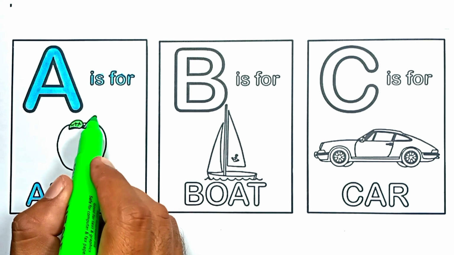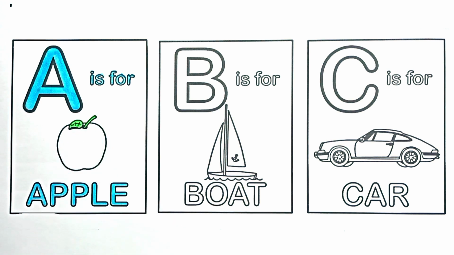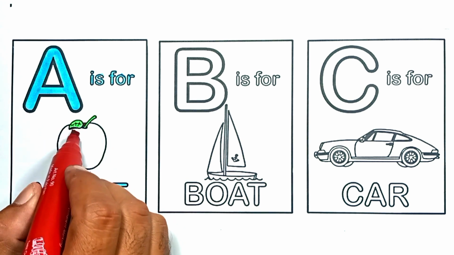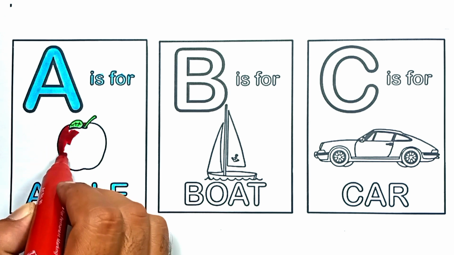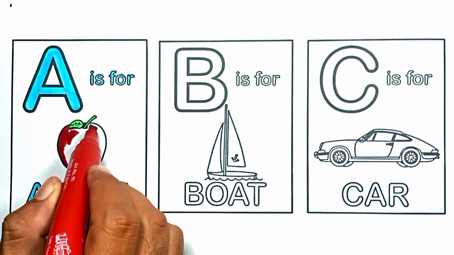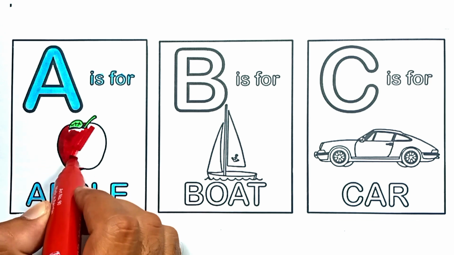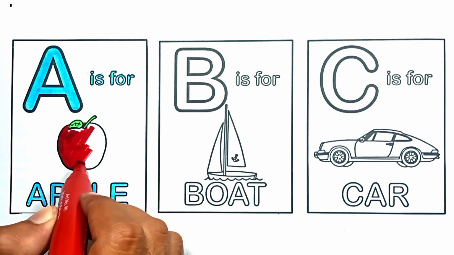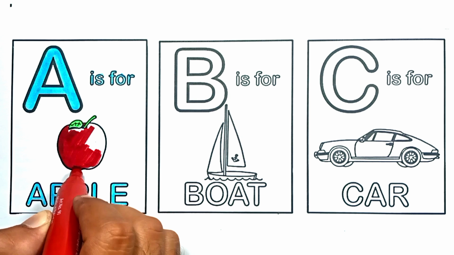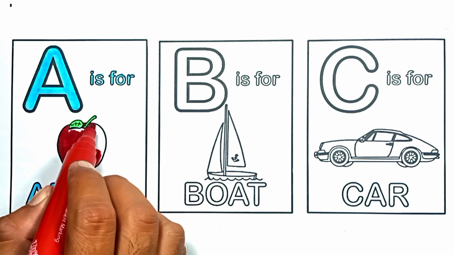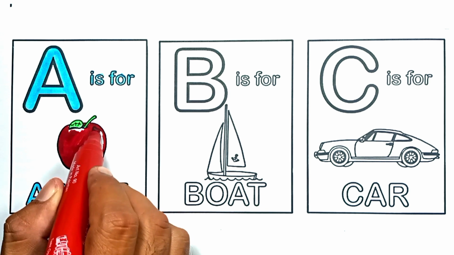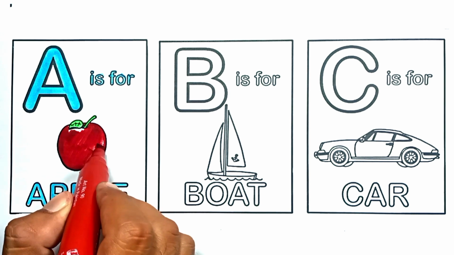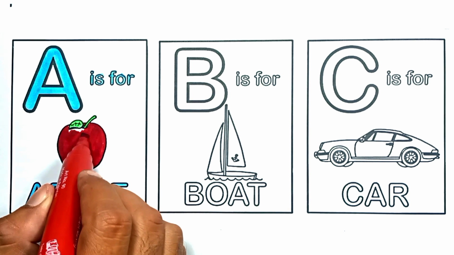Apple's leaf is in green color and apple is in a red color. We have a red color apple. A is for apple, A double P L E, apple.